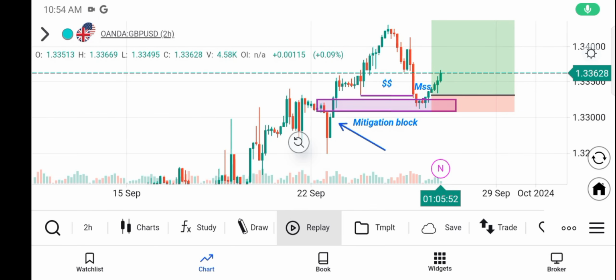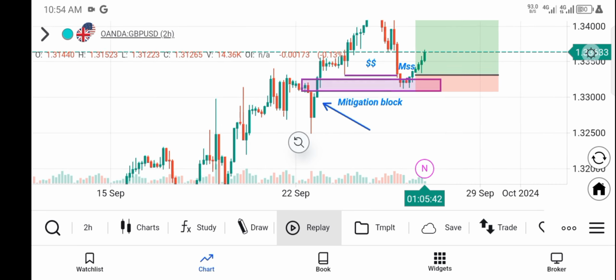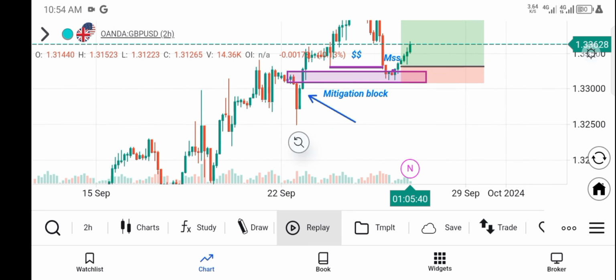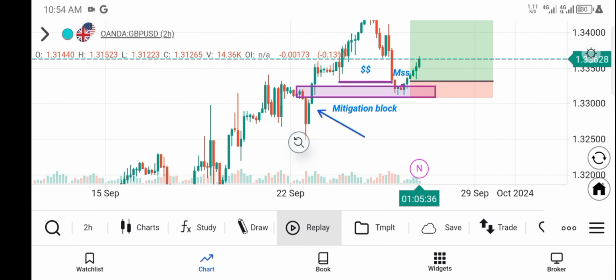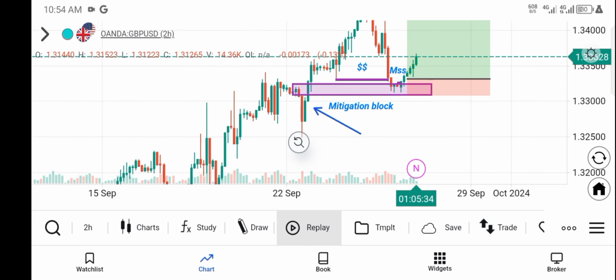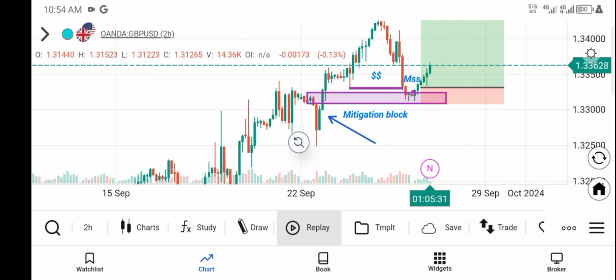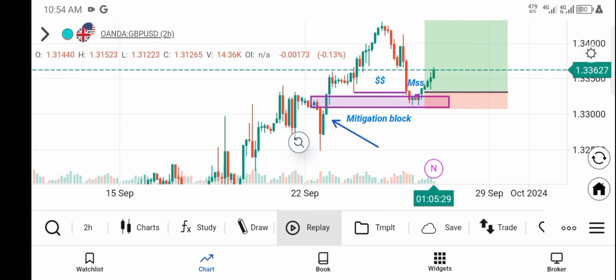Okay guys, this was actually where I did the analysis, so I think it's more visible here. So just more like an explanation. After this mitigation block, you see where I have this arrow now is another block. So if price does not react to my mitigation block, then I'm going to wait for it at my other block. But why I took this trade, it was when I saw the rejection.